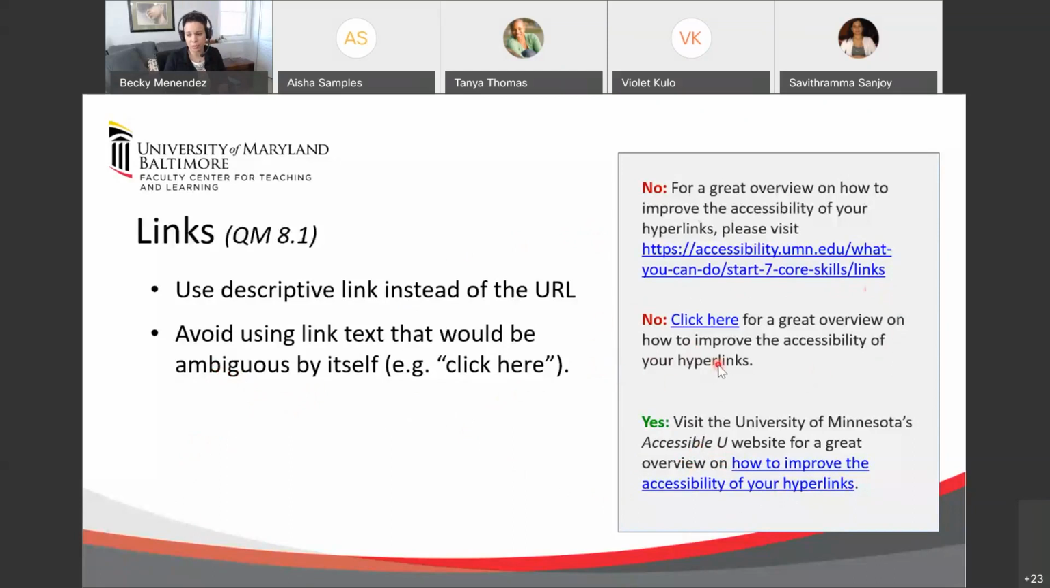The other thing you want to avoid is using link text that would be ambiguous or confusing by itself. So here's an example. Click here for a great overview on how to improve the accessibility of your hyperlinks. The problem with this is that when someone's using a screen reader, they actually have the ability to scan a web page or a document for just the links and decide whether they want to go to those links. So if you have a document full of click here's, there's no way for them to know what that link contains other than visiting the site and seeing what that site was. So you want to make sure you use descriptive link text for your hyperlinks.